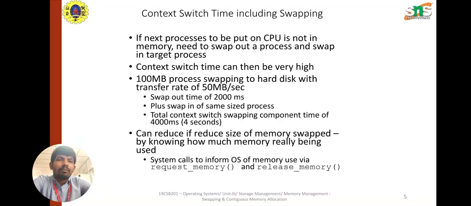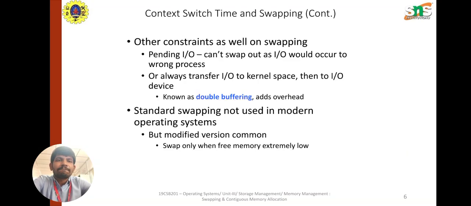Consider a 100 MB process swapping to a hard disk with a transfer rate of 50 MB per second. The swap out time is 2000 ms, and a swap in of the same size takes the same time. So the total context switch swapping component time is 4000 milliseconds, or 4 seconds. It can be reduced by reducing the size of memory swapped, by knowing how much memory is really being used. System calls inform the OS of memory use: request memory and release memory.